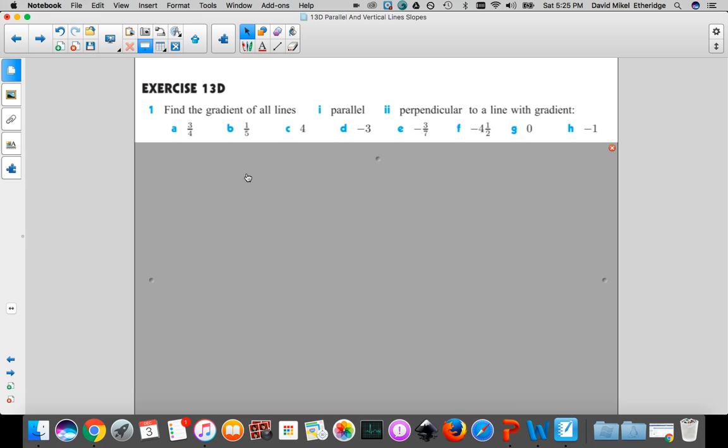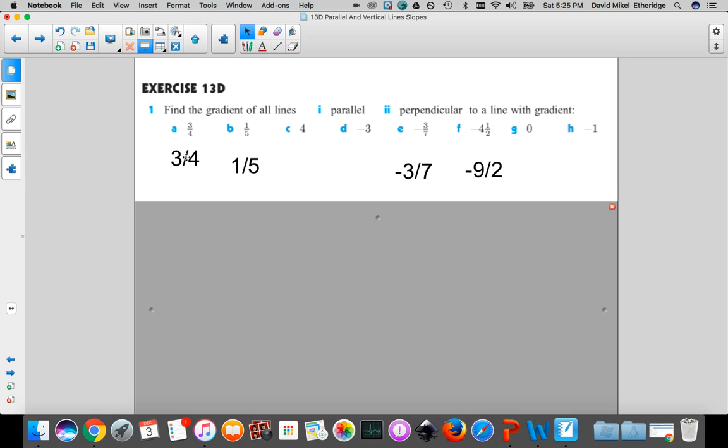Parallel lines have the same slope. So 3/4 is parallel to 3/4. 1/5 is parallel to 1/5. -3/7 is parallel to -3/7. Now here, the mixed number, let's write that as an improper fraction. That's -9/2. That's a review for you, going from mixed numbers to improper fractions. If that's a struggle for you, reach out to me. I can give you some resources to help with this conversion. You just have to ask. Squeaky wheel gets the grease, they say.